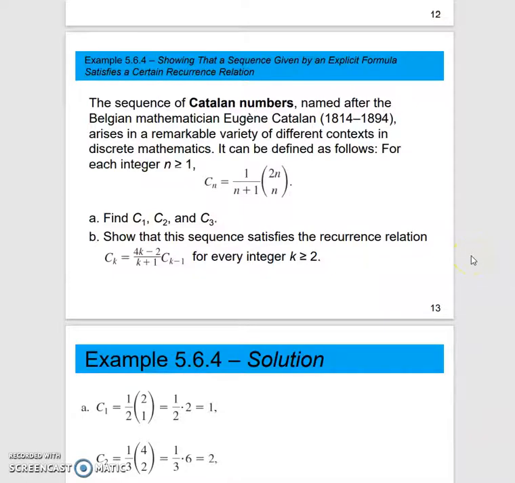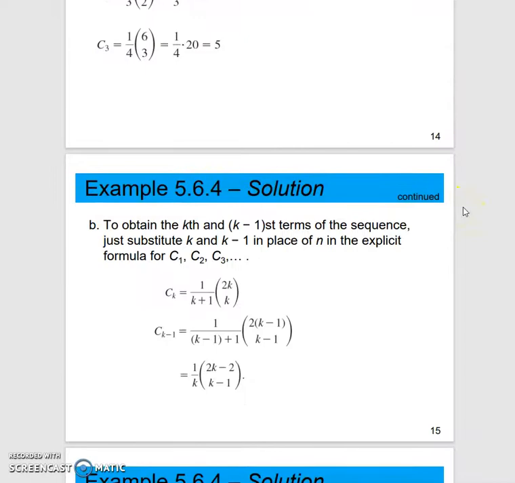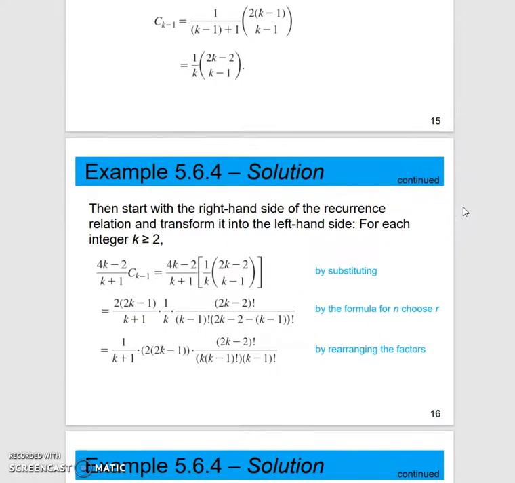Another common sequence are called the Catalan numbers, named for a particular mathematician. Here is our formula. I'm actually going to skip this, since it includes that choose that we skipped, so I am not going to worry about that. You will not see any problems like that in the homework, but you can see those values there if you would like to see them.